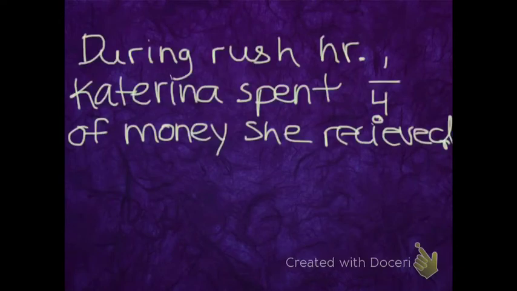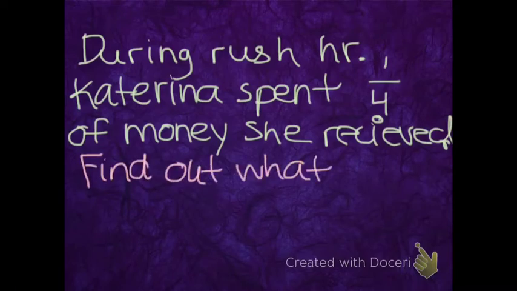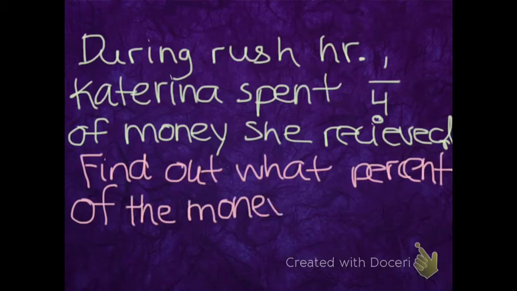Now you are going to have a word problem, and I'll show you in a bit. Okay, so now this is one out of the 2 word problems you're going to be doing. So this is the word problem. During rush hour, Katerina spent 1/4 of the money she received. So you have to find out what percent of the money Katerina spent.